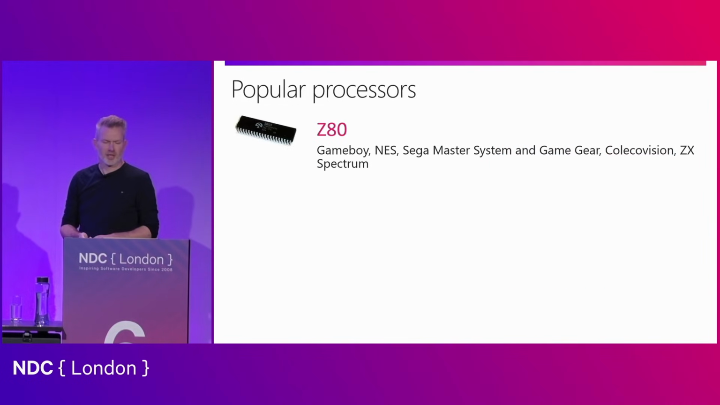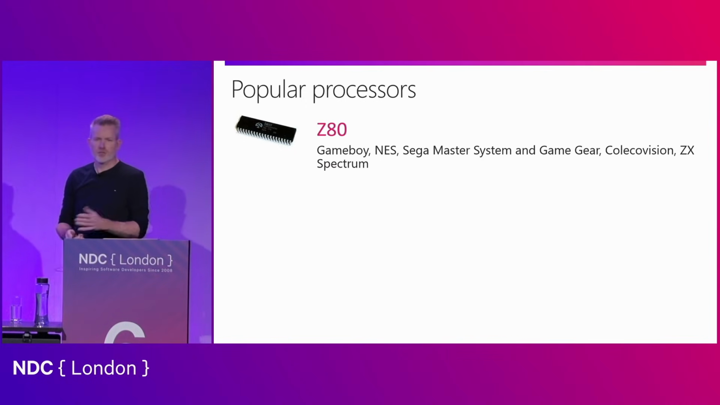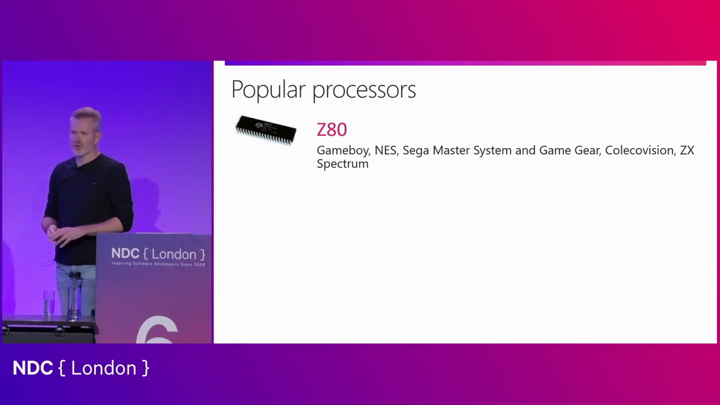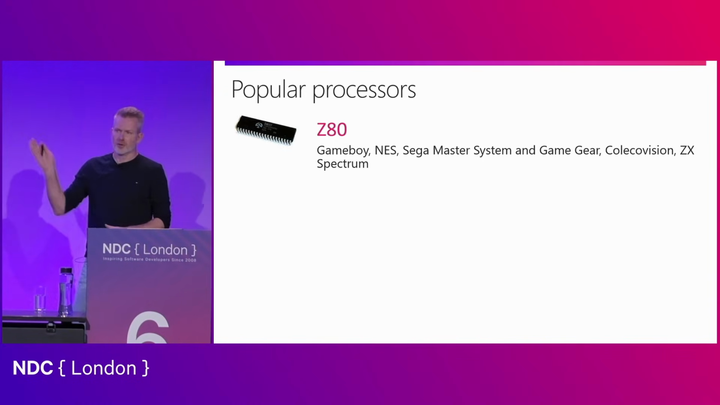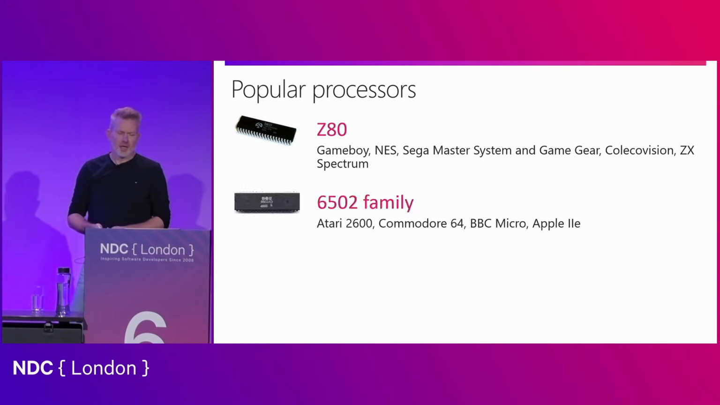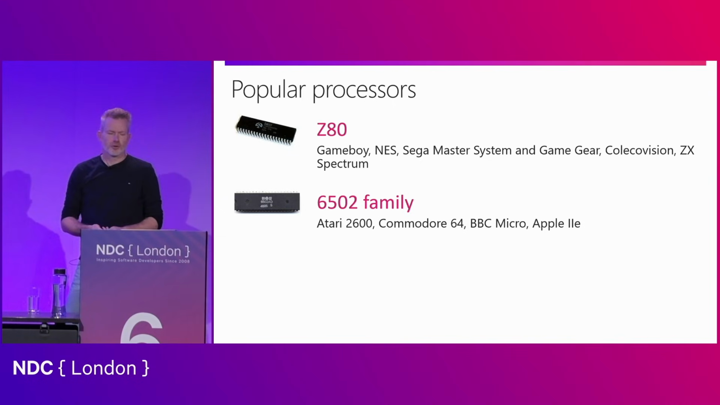Now, which processors are there? The Z80 was a pretty popular one. There were a lot of consoles that used it, a lot of arcade machines as well. So, for example, Donkey Kong used the Z80. And then you have the 6502 family, which was a cheaper version, and it comes in a variety of generations.